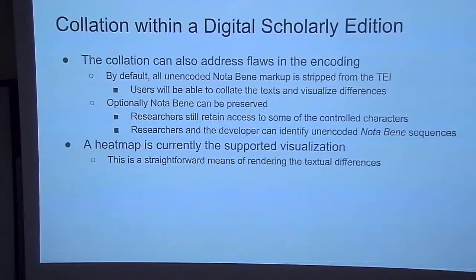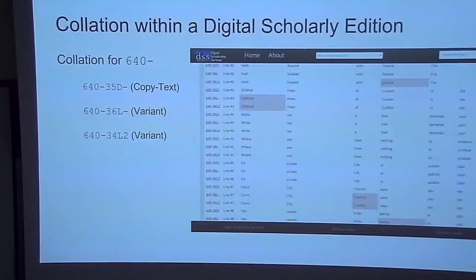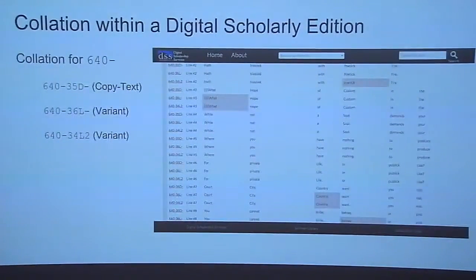And currently, we visualize the textual variation on a line-by-line basis using a heat map. This was just the most straightforward means of rendering these differences. So here one finds a prototype interface for a collation for the set of poems resolving to the identifier 640-. And here we have 640-35D- selected as an arbitrary copy text and two additional variants. And you can see here I've actually preserved the Nota Bene markup. These pipes are indicating indentations, but otherwise you'll see basic, straightforward shading in order to provide the end user with a visualization for the edit distance that's been calculated by the application.